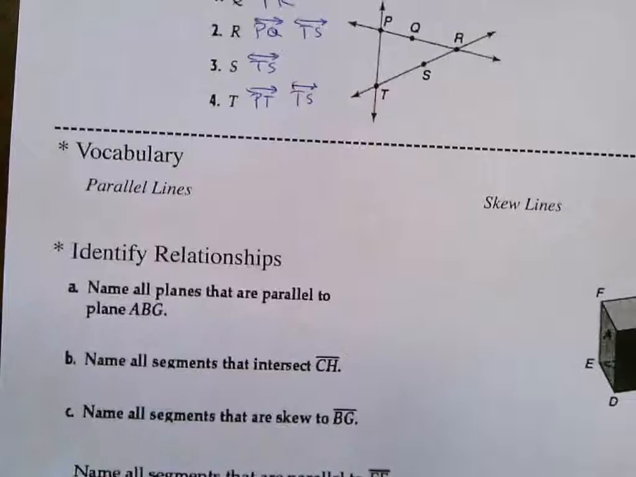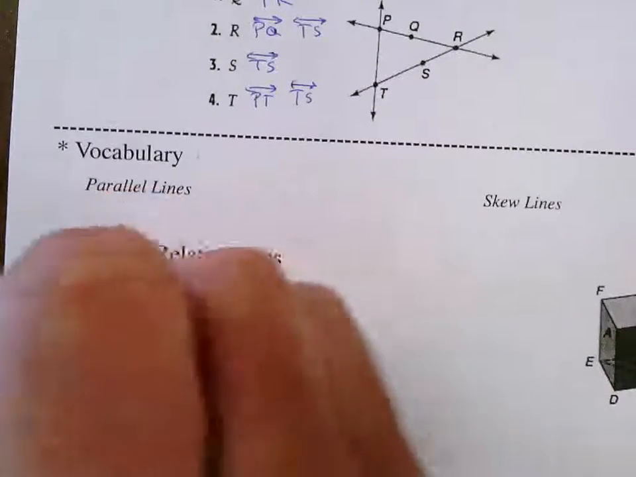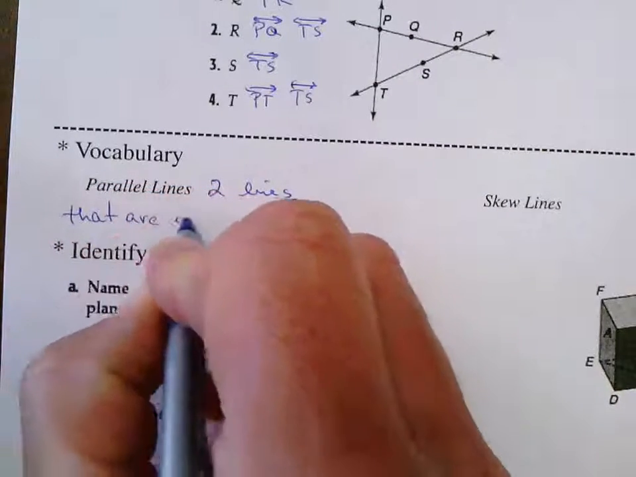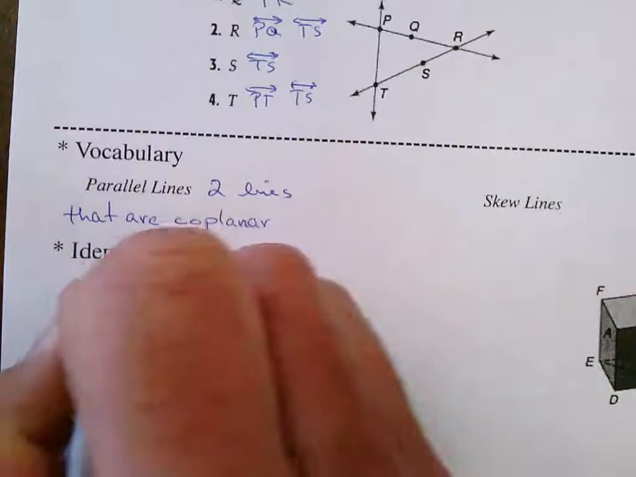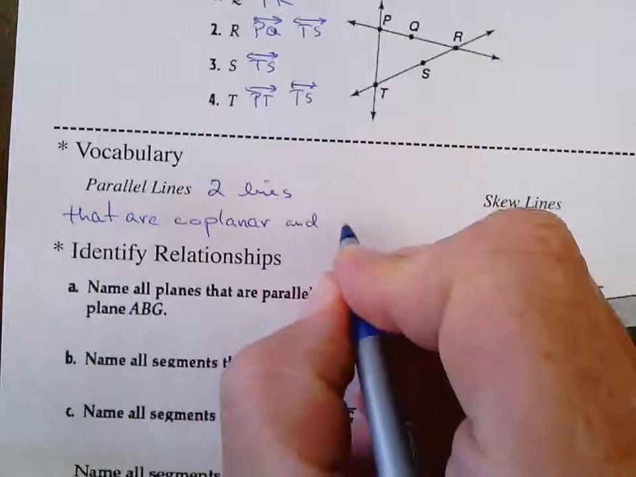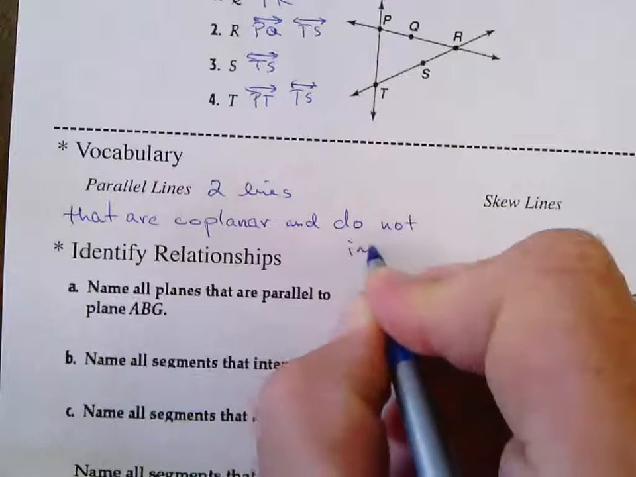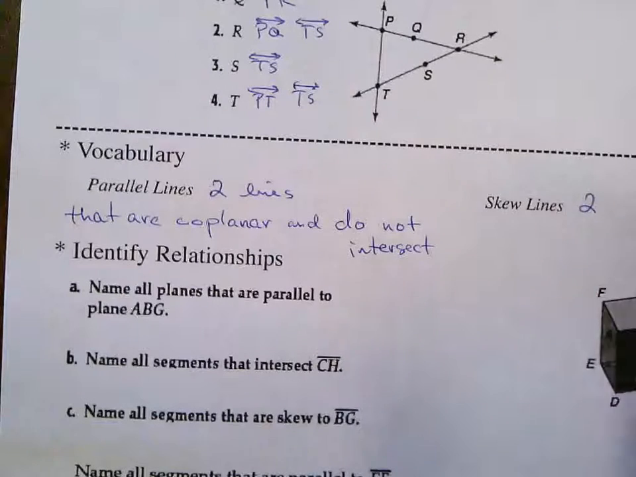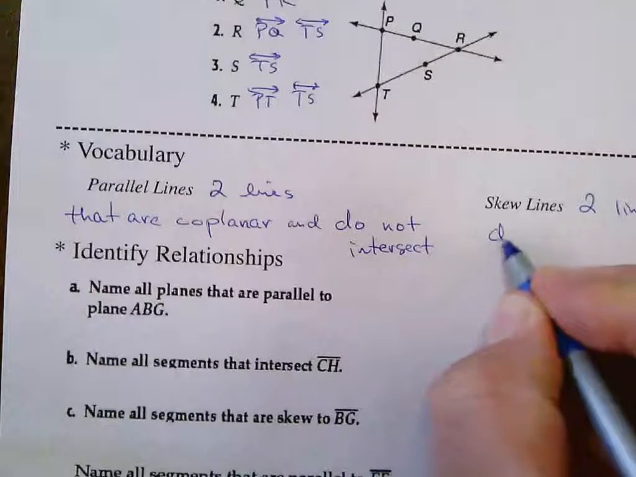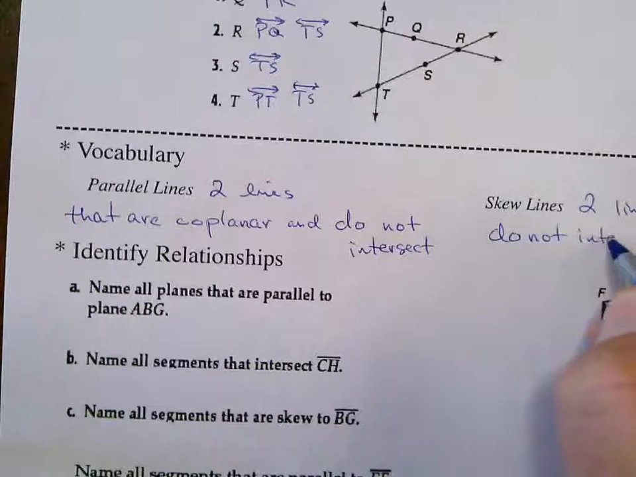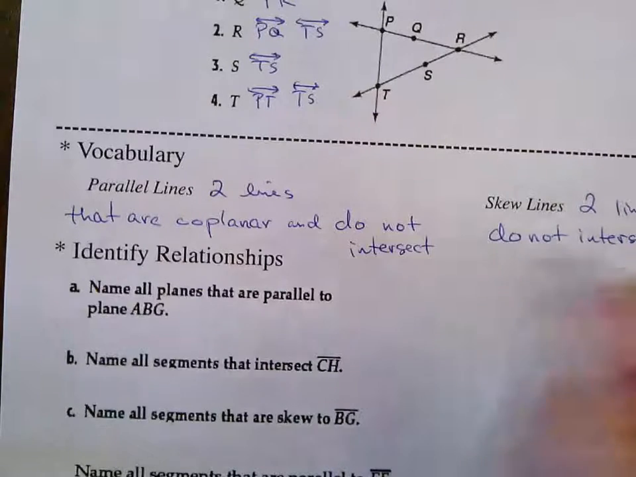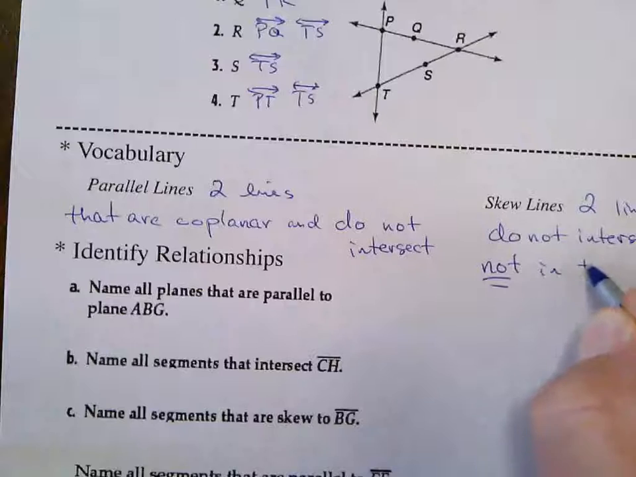Vocabulary. We're going to look at parallel lines and stuff like that. Parallel lines are basically 2 lines that are coplanar, which means they're in the same plane, and do not intersect. Skew lines are basically 2 lines that do not intersect, so you might say right away that they're parallel lines, but they're not in the same plane.